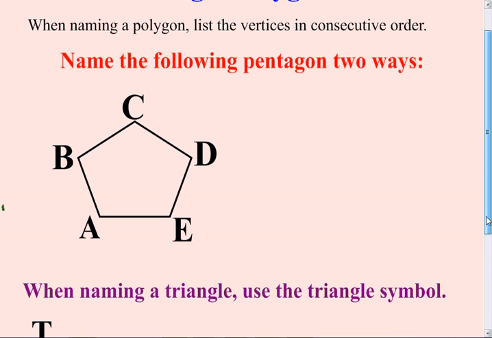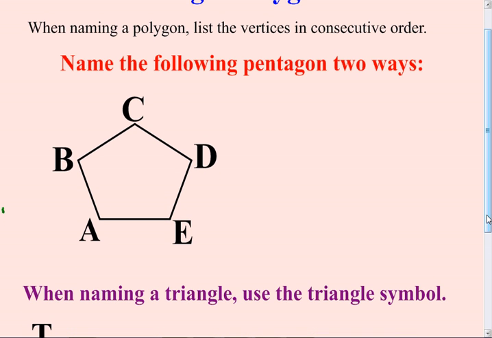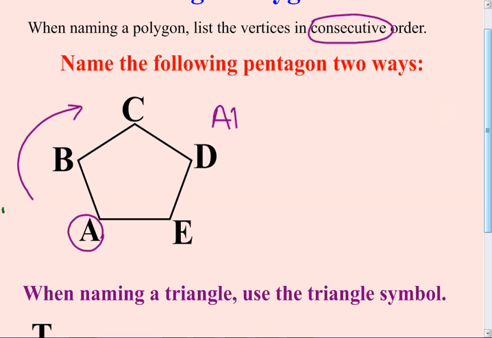Now, how do you name a polygon? It doesn't really matter where you start, but you have to go around either clockwise or counterclockwise. You have to go in consecutive order. Consecutive means you can't jump across. You just got to go to the one right next door. So if I start at A, I'd like to go this way. Then B follows, C, D, and E. If I want to go the other way, it would be A, E, D, C, B. You just have to go in consecutive order, the one right next to the last one you just did.